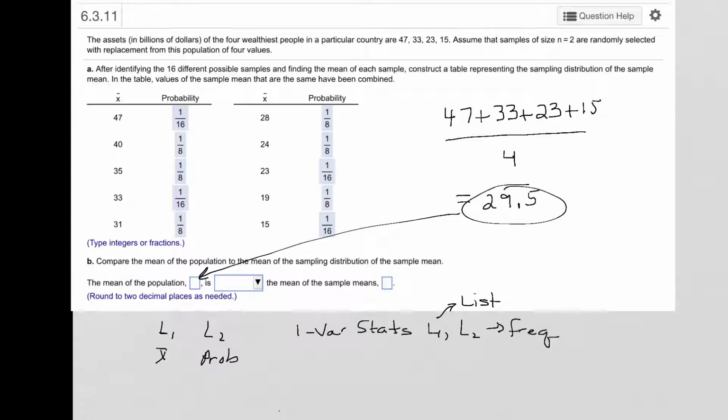And when you do that, you're going to wind up with a mean of the sample means, which is also 29.5. So those are equal. So that finishes part B of the problem.